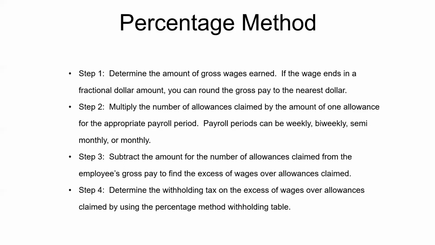So you can see on your screen here, and we're going to walk through this in specifics in just a minute. But first, you determine the amount of gross wages earned. If the wage ends in a fractional dollar amount, you round the gross pay to the nearest dollar. So that's step one. Step two, you multiply the number of allowances claimed by the amount of one allowance for the appropriate payroll period. And the one allowance method, I'll show you here in the next slide.